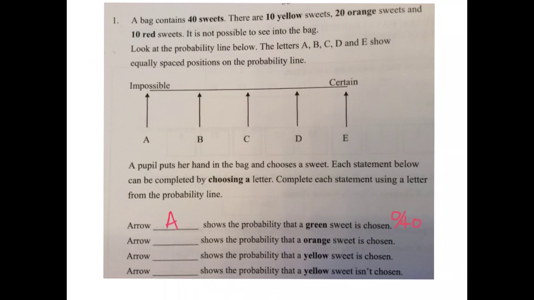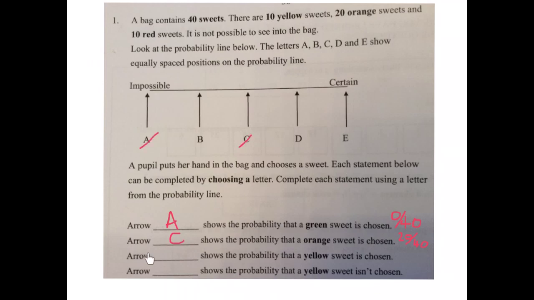Next statement. Arrow something shows the probability that an orange sweet is chosen. Well, there are 20 orange sweets. And there are 40 altogether. So 20 is half of 40, meaning that is an even chance. 50-50 chance. So it is C. So we've used A and we've used C.